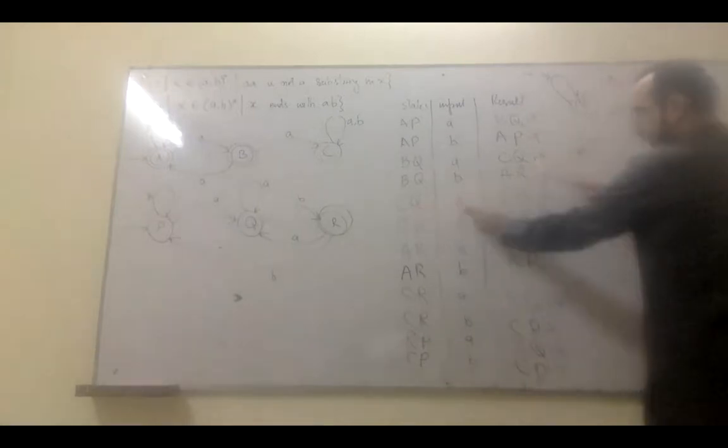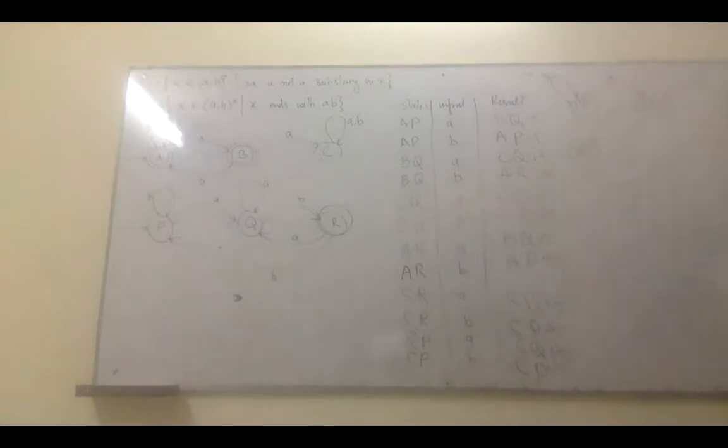Now at CQ taking A, CQ is this one. CQ taking A, I am reaching at CQ. So there is a loop here with A. And CQ taking B.